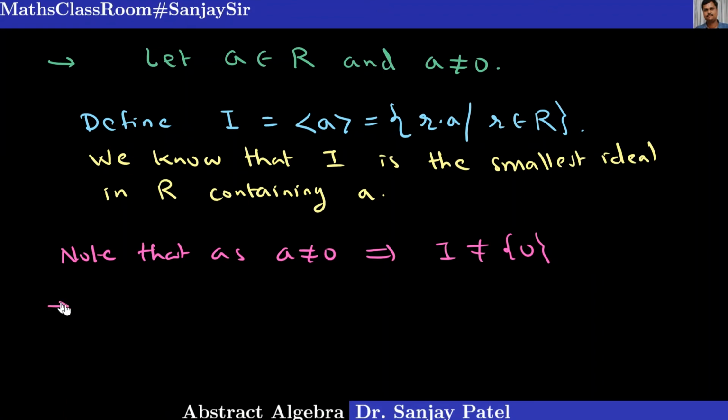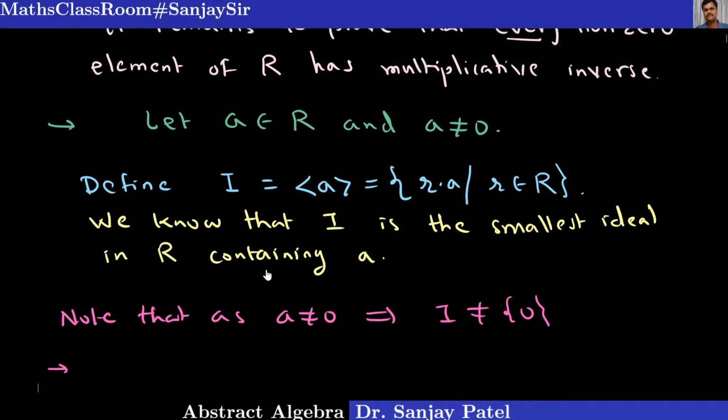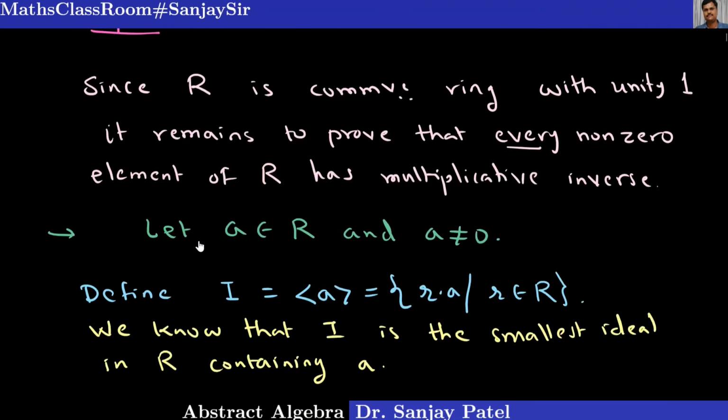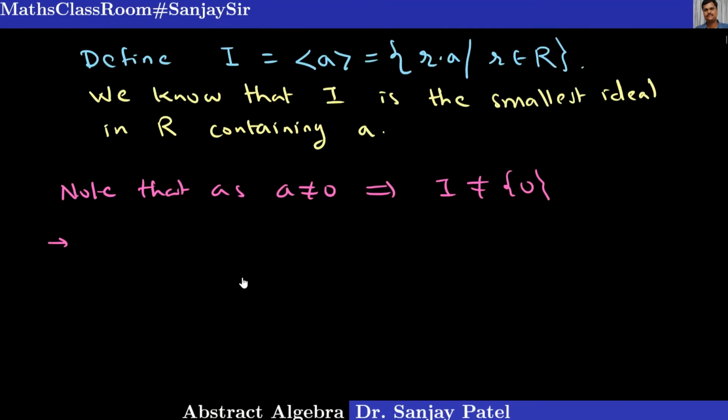We have already proved that this set I is an ideal of the ring R. And what is given in the hypothesis in this theorem is that the ring R has no proper ideals. So let us use this fact. Since I is an ideal and R has no proper ideals, the only possibility for I is either the singleton 0 or the whole R.